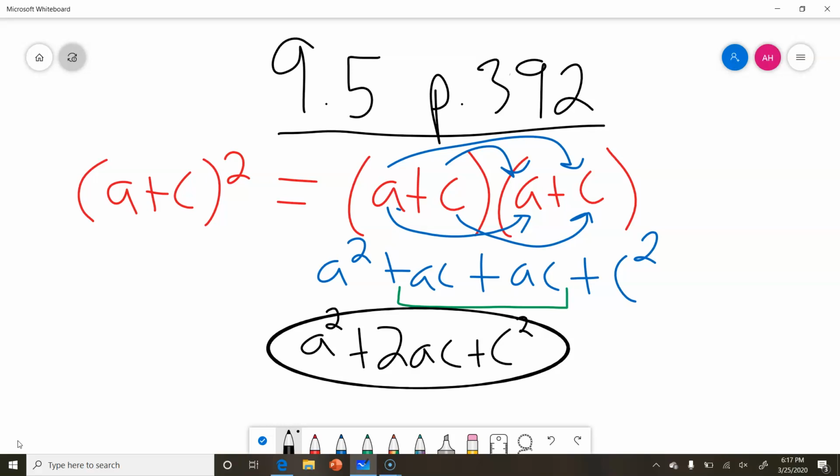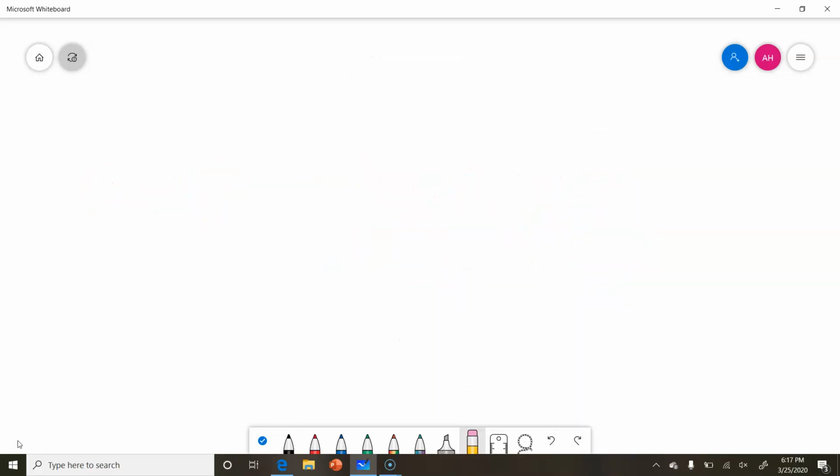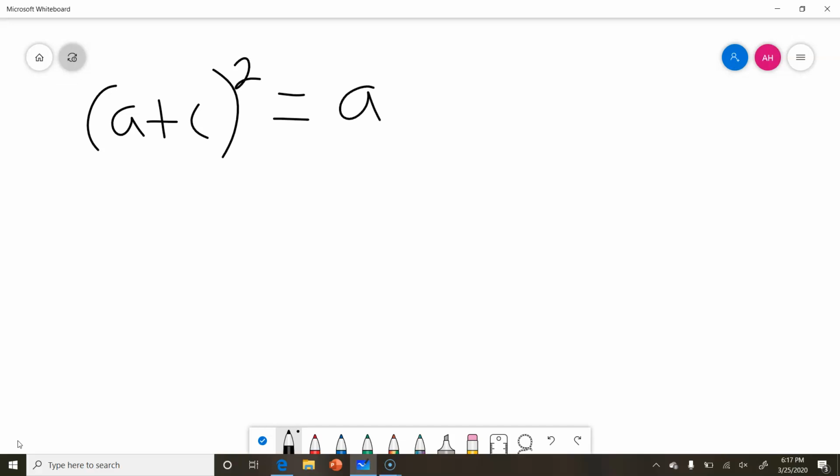The lesson is the exact same as far as using the FOIL method. However, they teach you little shortcuts. So if you want to look at the shortcut, I'm going to go over the shortcut method with you real fast. So a plus c squared, if you wrote that down, it looked like this. This was what we came up with.